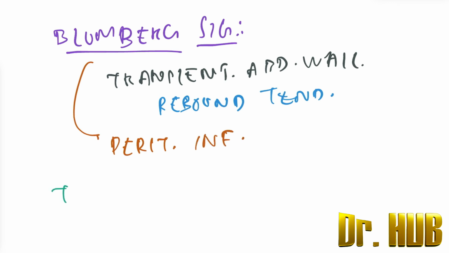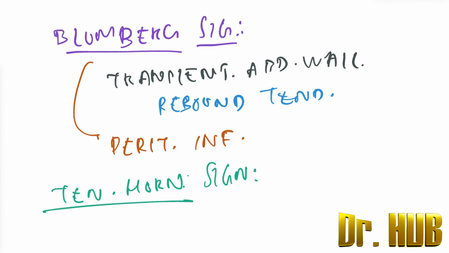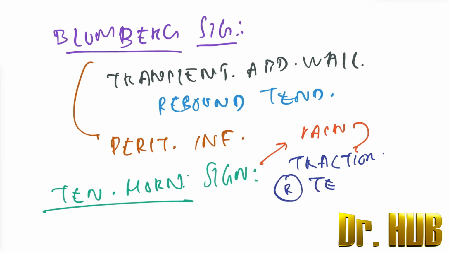Next is the Tenhorn sign. In the Tenhorn sign, the pain is caused by gentle traction of the right testicle. So this pain is caused by the genital traction of the right testicle, and this is seen in appendicitis.